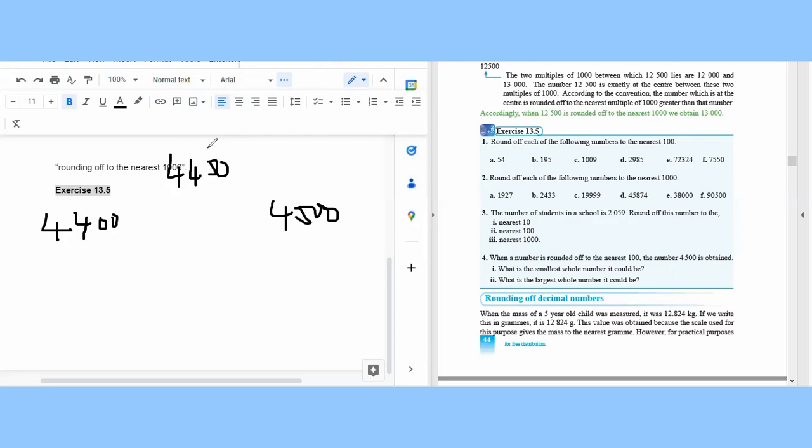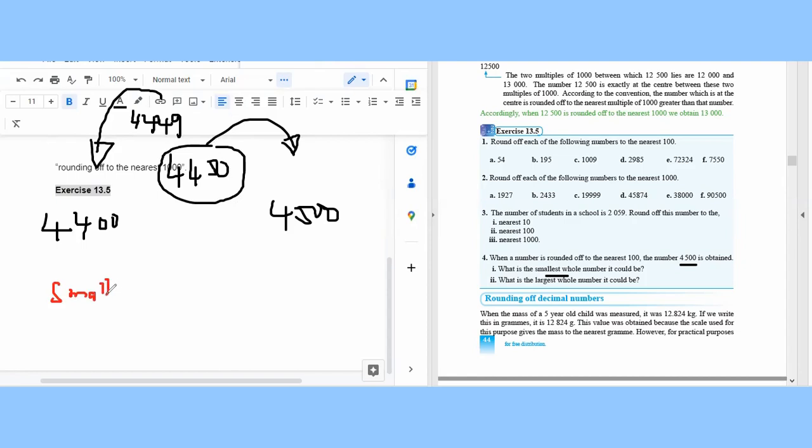So if it is 4450, it is rounded up to 4500 to the nearest 100. But if it is 4449, which is one less than this, you round down to 4400. So they are asking the smallest number. So that is 4450. Smallest number will be 4450.